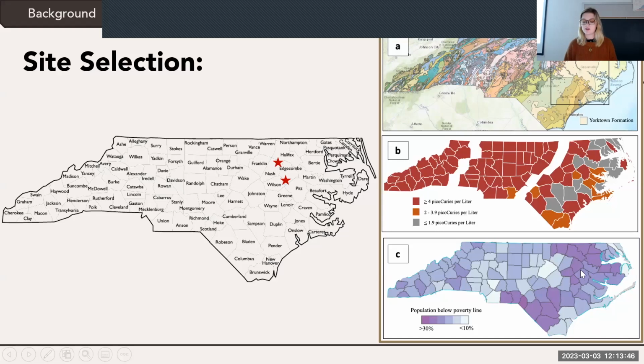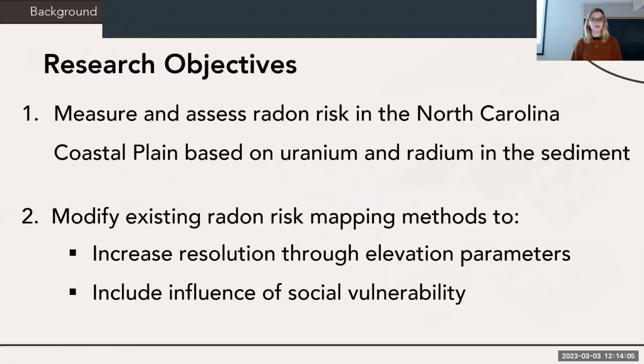And then finally, I looked into social vulnerability information in this area. This is indicating that a lot of the counties within my study area, more than 30% of the population, lives below the poverty line. And I go into other factors having to do with social vulnerability once I chose this area, but this helped me guide my site selection. So I have 2 cores, one in Nash County and one in Edgecombe County, both within the North Carolina coastal plain.